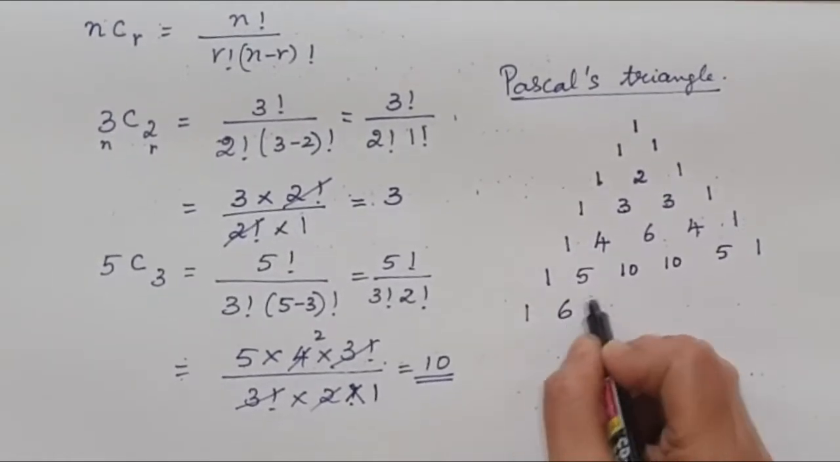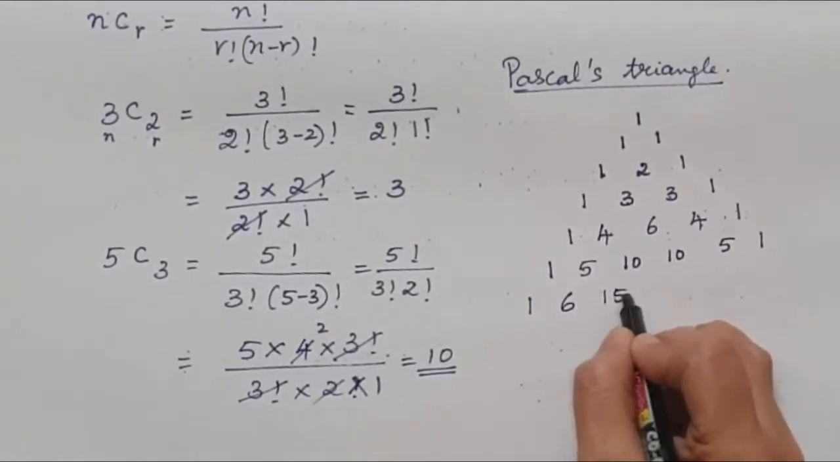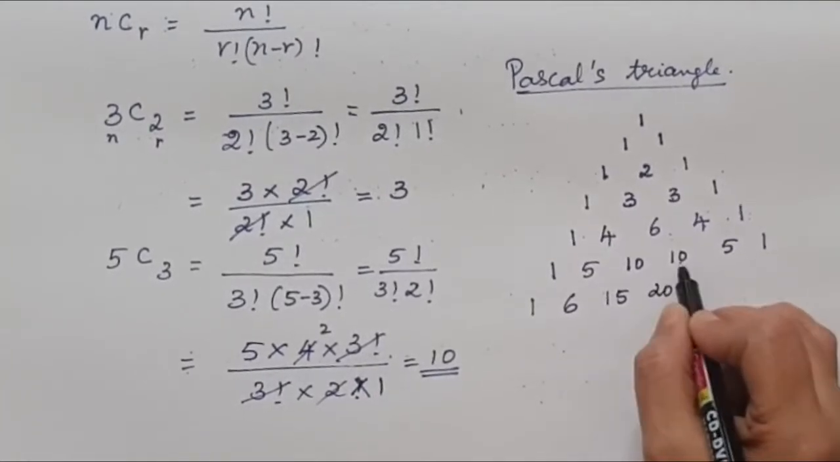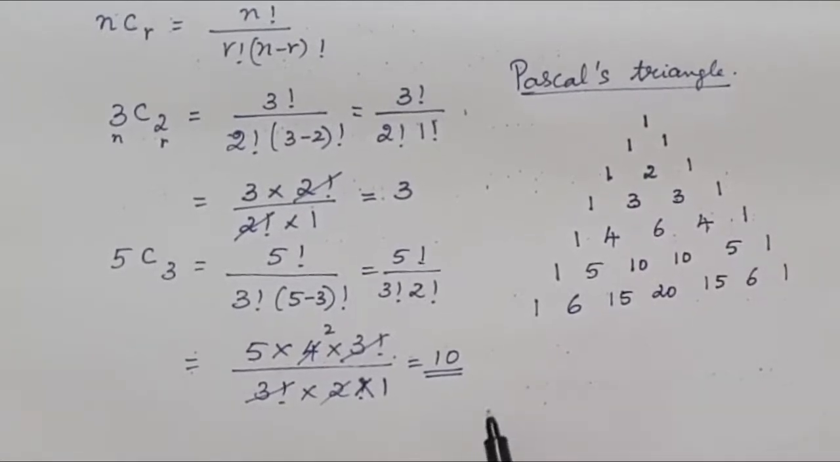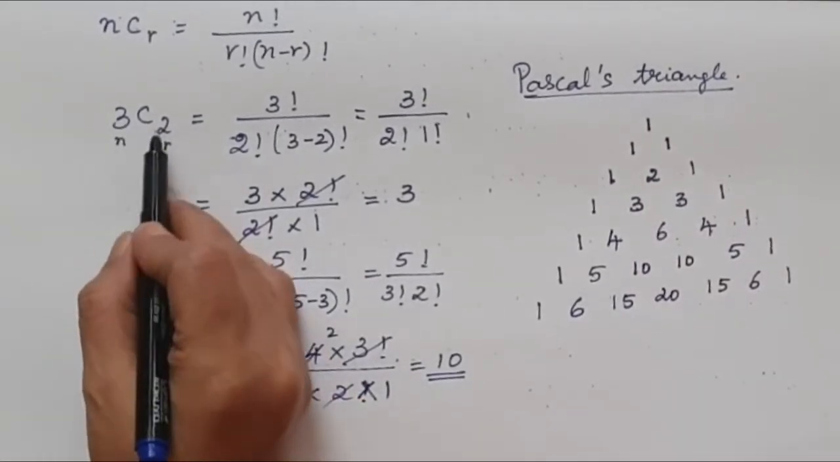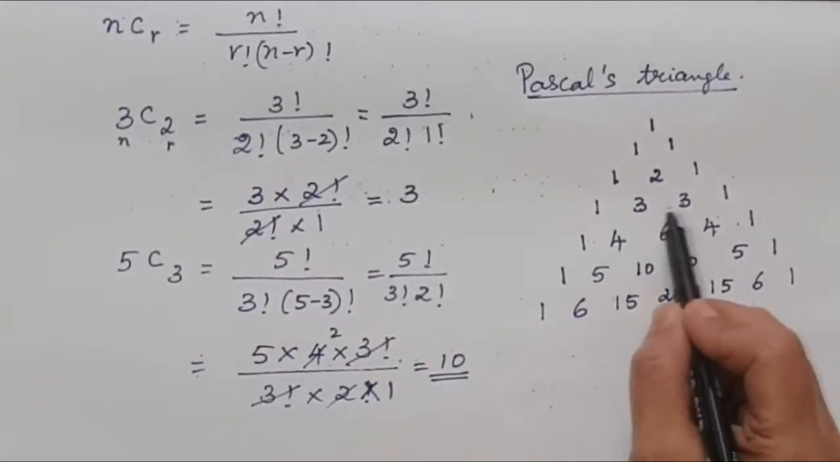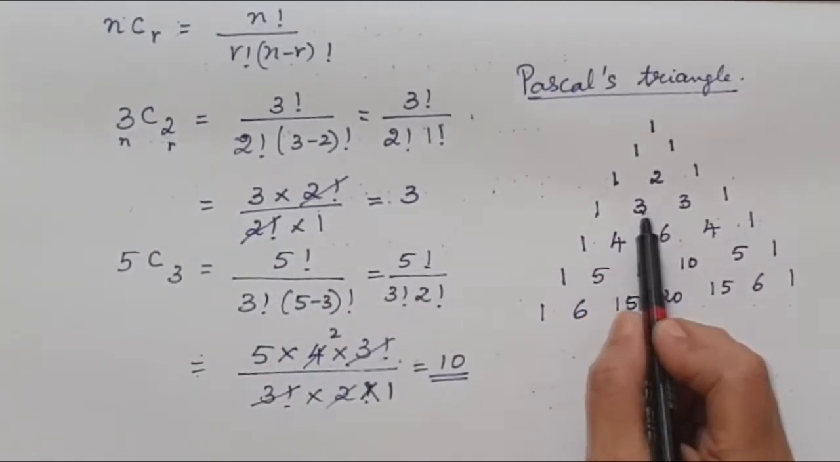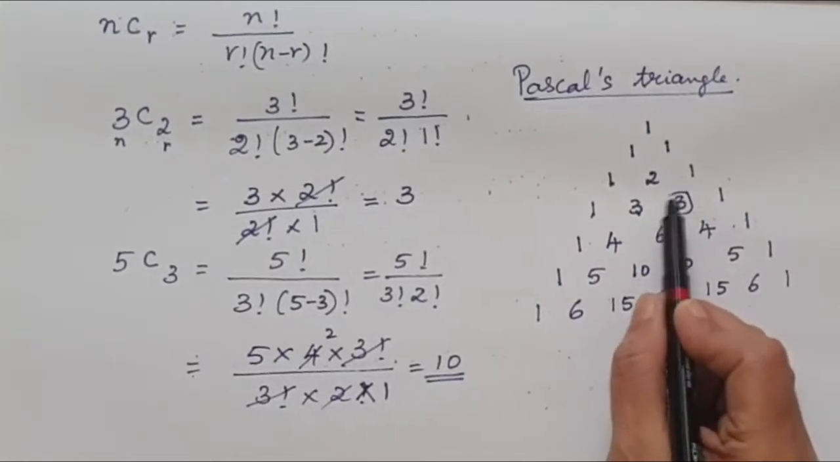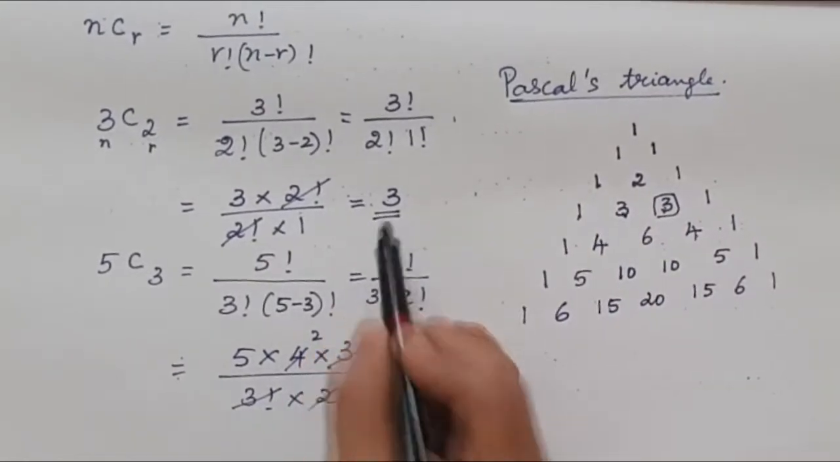1 plus 5 is 6. 5 plus 10 is 15. 10 plus 10 is 20. 10 plus 5 is 15. 5 plus 1 is 6. Now, we are at R3C2, that is this 3C2. This is 3C0, 3C1, 3C2. 3C2 is 3. See, we have got a 3 over here.